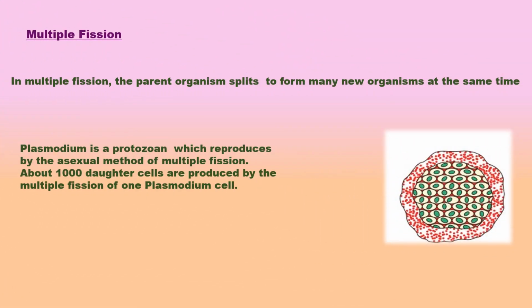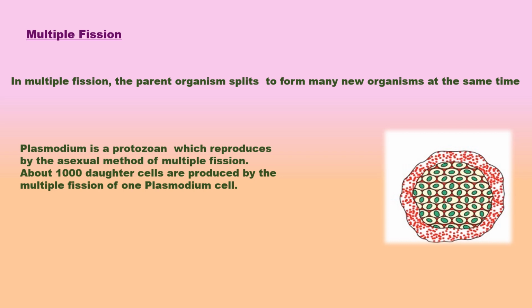Multiple fission. Multiple fission is also an asexual method of reproduction in organisms. In multiple fission, the parent organism splits, or divides, to form many new organisms at the same time. Sometimes, a cyst or protective wall is formed around the cell of a single-celled organism. Inside the cyst, the nucleus of cell splits, or divides, several times to form many smaller nuclei called daughter nuclei.